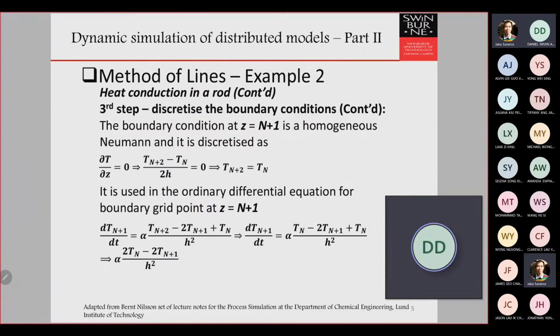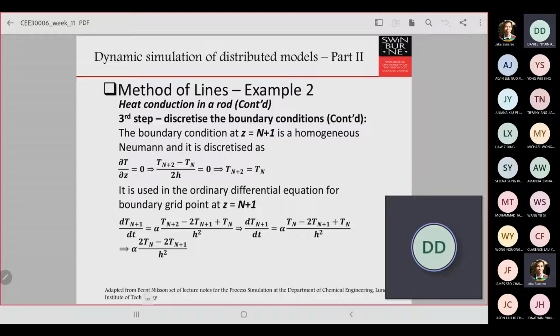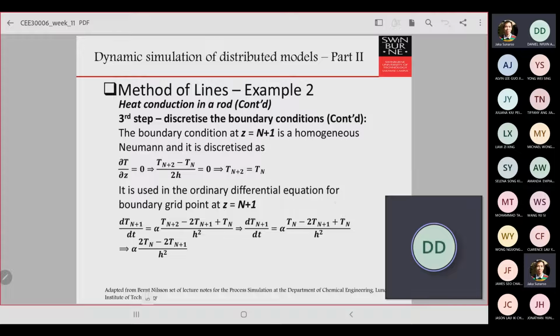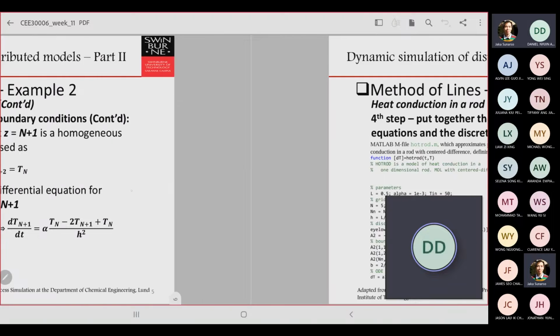The third step will be to discretize the other boundary conditions. The boundary condition at z equal n plus 1 is a homogeneous Neumann. So we can convert it to become these equations: T n plus 2 minus T n divided by 2h becomes 0. So in essence, T n plus 2 will be equal to T n. What essentially we will get is these equations in here, which is dT n plus 1 over dt will be equal to alpha multiplied by 2T n minus 2T n plus 1 divided by h squared.